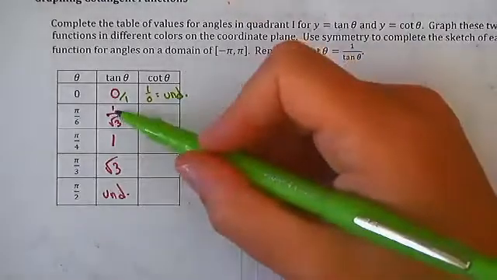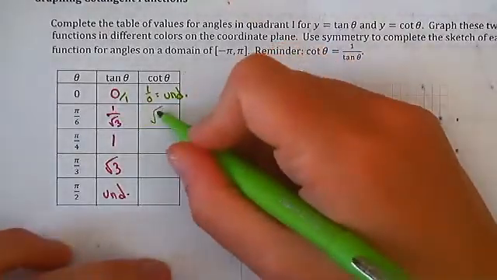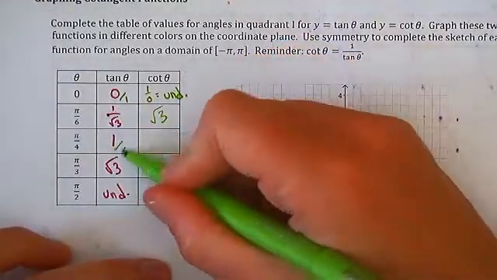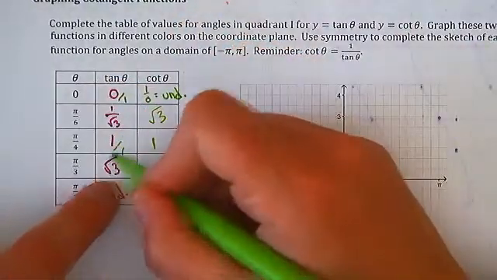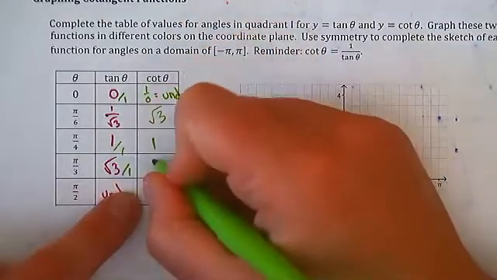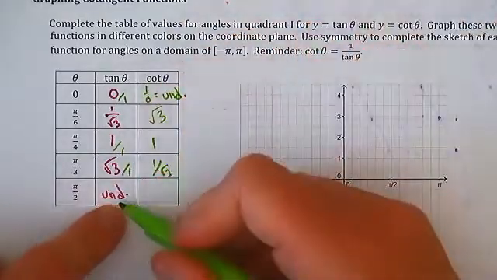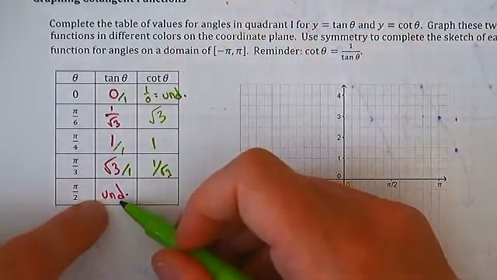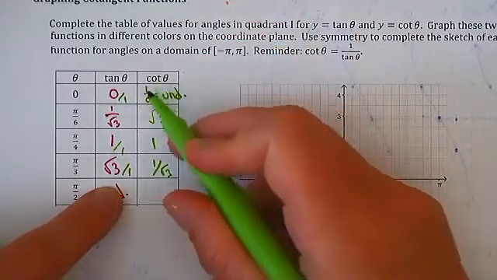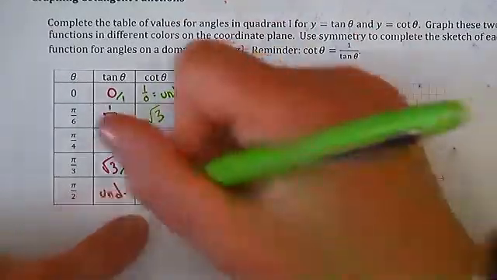And then what's the flip of this? Just root 3. What's the reciprocal of 1 over 1? Still 1. What's the reciprocal of root 3 over 1? 1 over root 3. And what's the reciprocal of undefined? Well, go back up here. If undefined is 1 over 0, what's its reciprocal? 0.